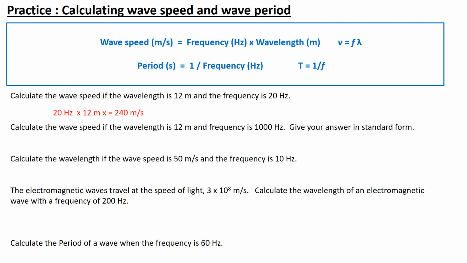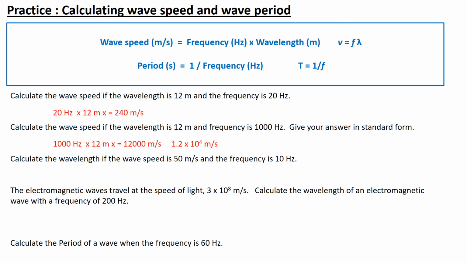If the wavelength is 12 meters and the frequency is 20 Hertz, 20 times 12 equals 240 meters per second. Calculate the wave speed if the wavelength is 12 meters and the frequency is 1000 Hertz, and give your answer in standard form. So 1000 times 12 equals 12,000 meters per second. That's a bit of a large number, so we go to 1.2 times 10 to the 4 meters per second. Hopefully you all know how to do standard form.